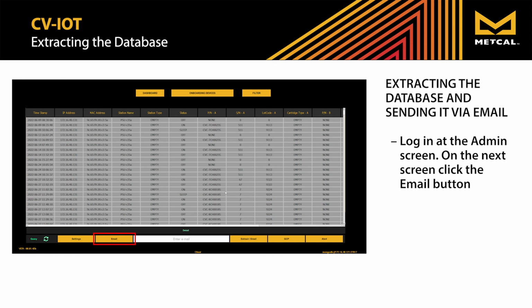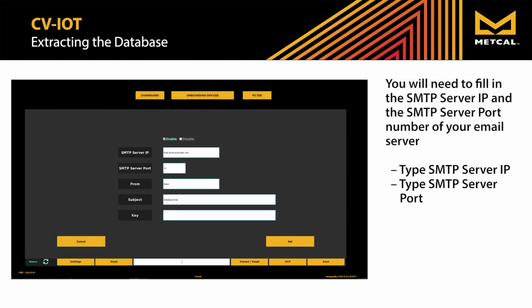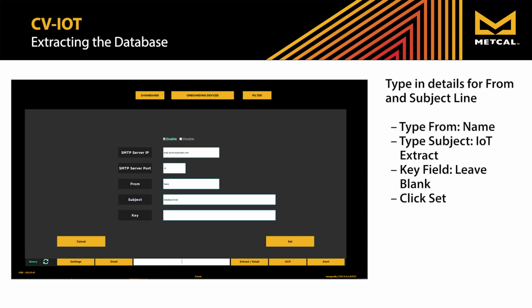Extracting the database and sending it via email. Log in at the admin screen. On the next screen, click the Email button. You will need to fill in the SMTP server IP and the SMTP server port number of your email server. Type in details for the from and subject lines. Leave the key field blank. Click Set.